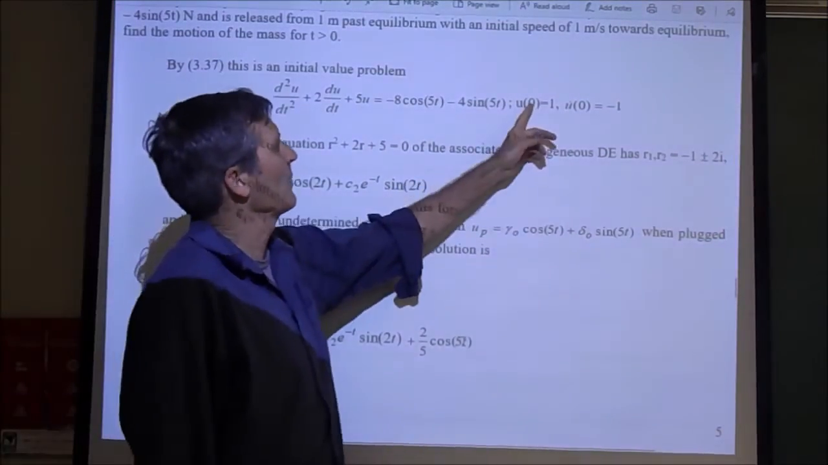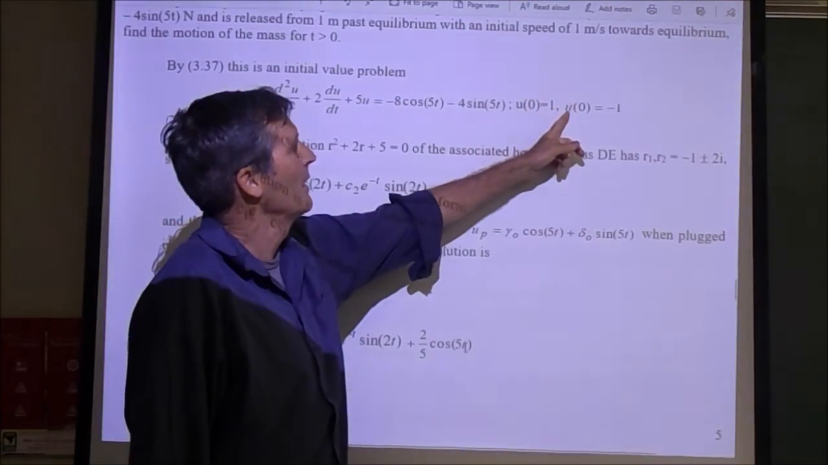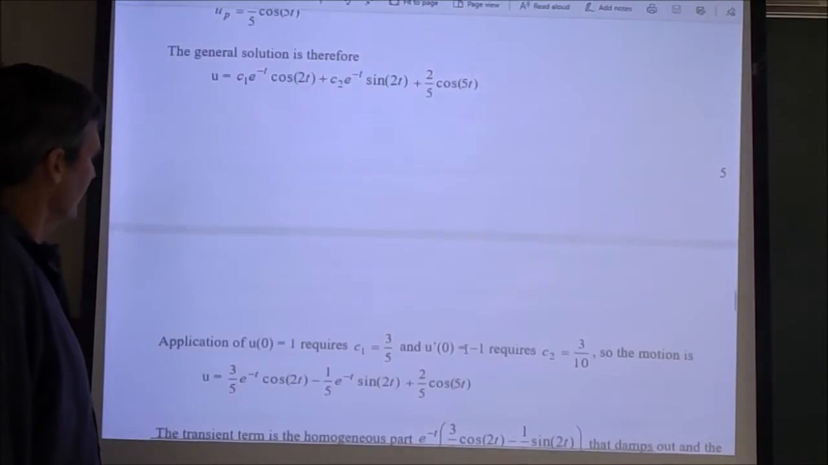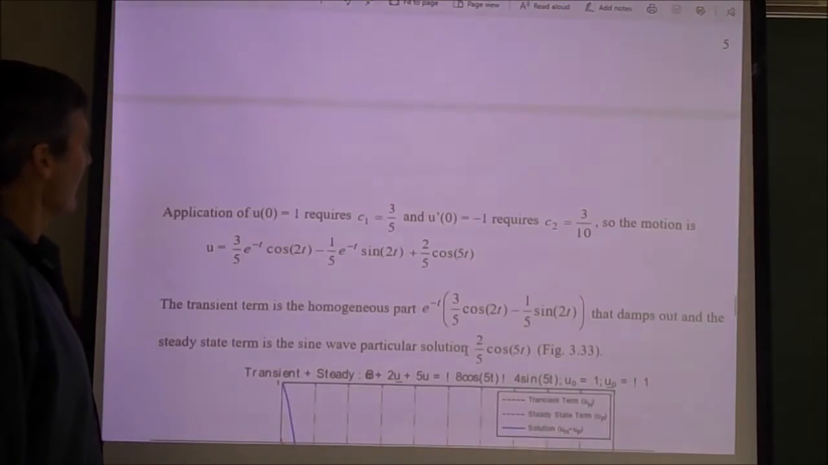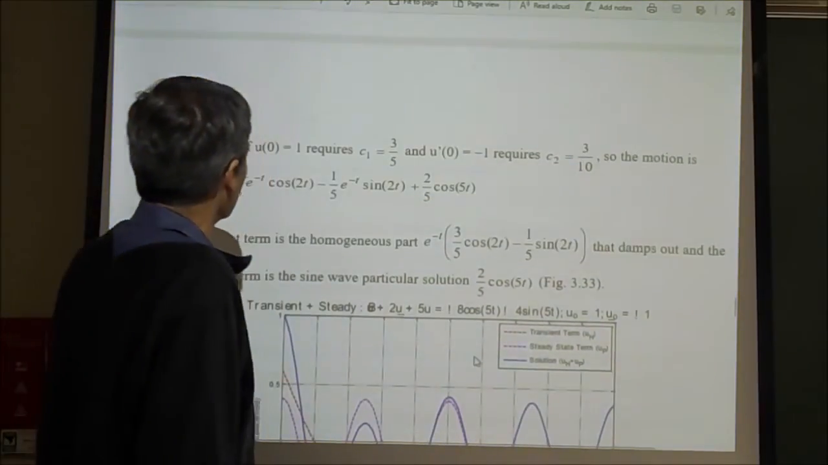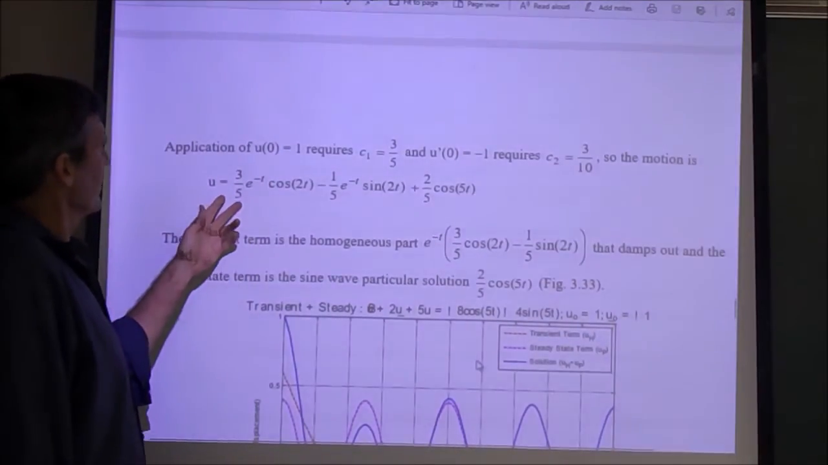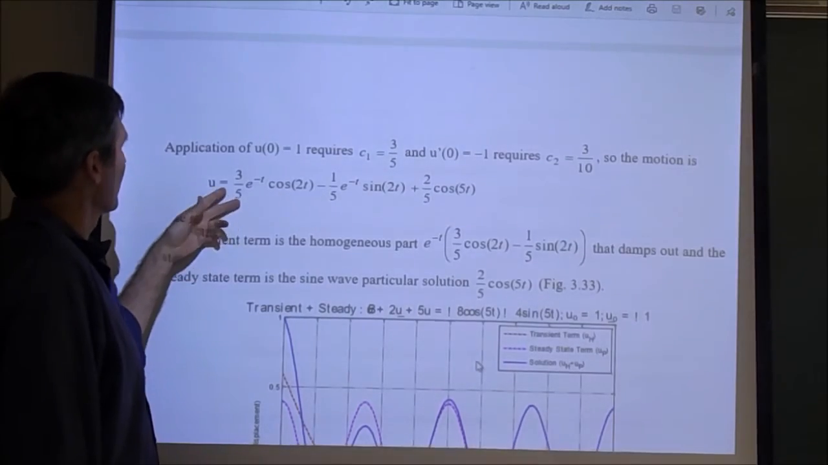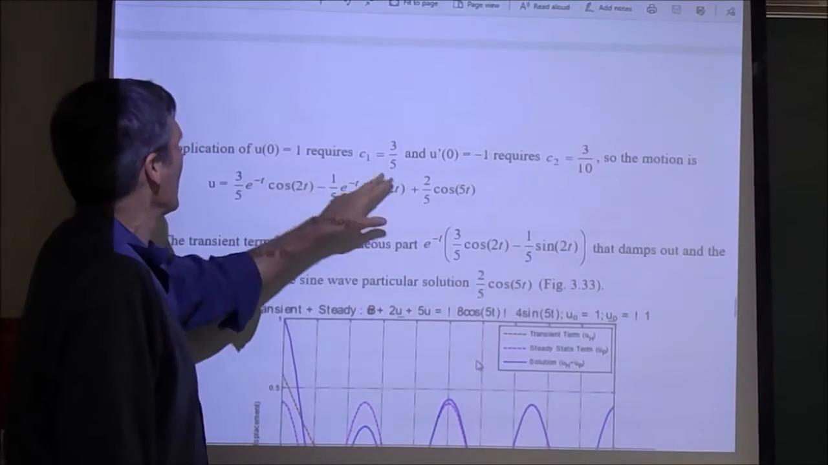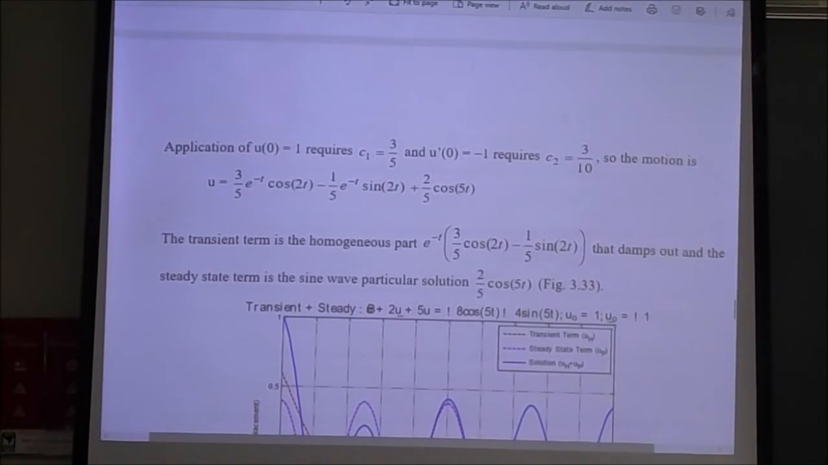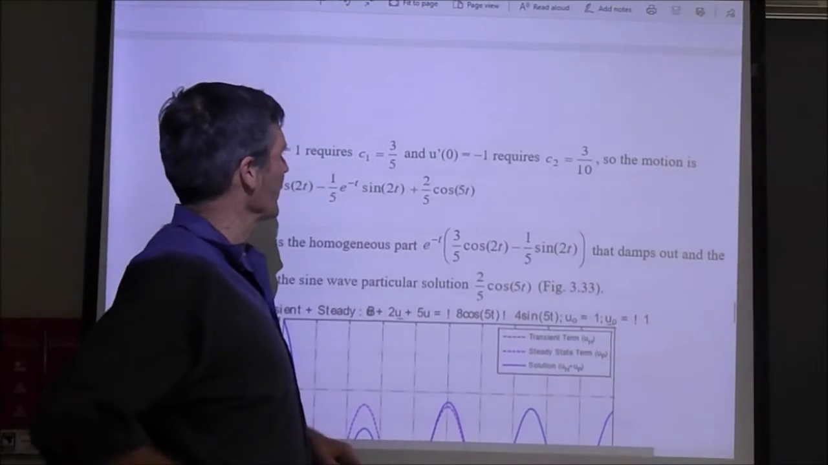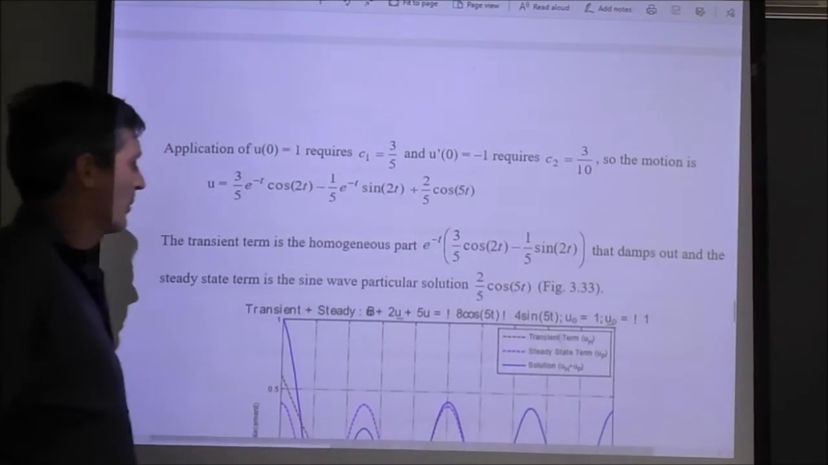Now if we also start with initial position 1 unit down and initial velocity minus 1, so the velocity opposes the direction of position, you just plug it in and you find out that C1 is 3/5 and C2 is 3/10. And here's your specific solution, 3/5 e to the minus t cosine 2t minus 1/5 e to the minus t sine 2t, underdamped. Plus, we have the steady state term 2/5 cosine 5t, and here is what it looks like.